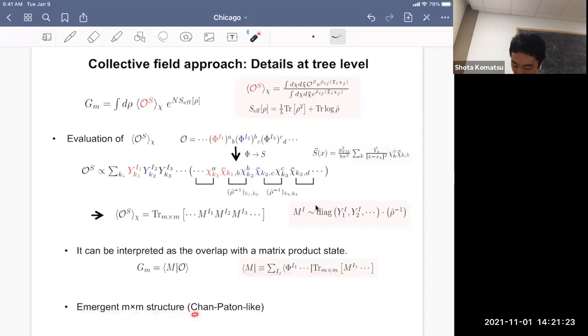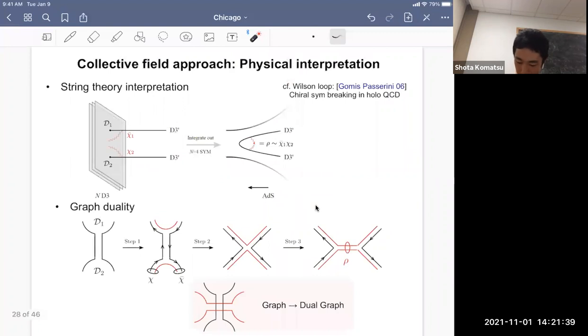And this reminds us of some Chan-Paton-like structure, because we know we inserted m determinants, which should correspond to m D-branes. And in the end, we are finding an m times m structure. So it really reminds us of D-brane physics. So there is some gauge theory description of this whole process. The idea is to realize the determinant operator as an intersection between a stack of n D3 branes, which creates N=4 super Yang-Mills, and an extra probe D3' brane.